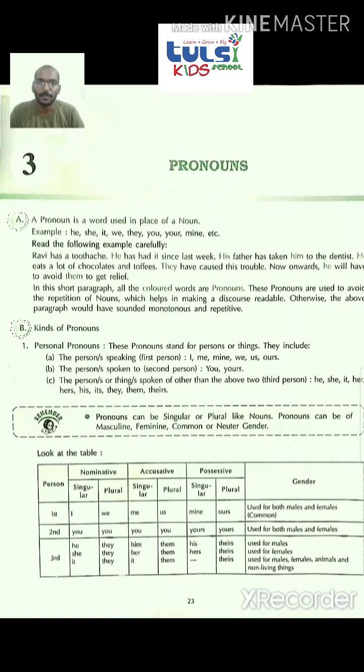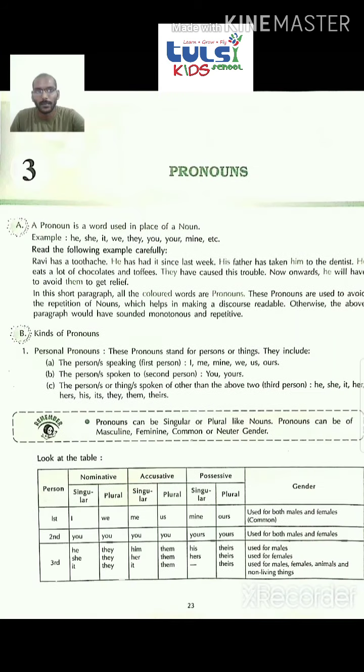First we have to start with the personal pronoun. What is a personal pronoun? Personal pronouns stand for persons or things. They include first person pronouns, second person pronouns, and third person pronouns. First person pronouns mean a person or persons speaking. Example: I, me, mine, we, us, ours.